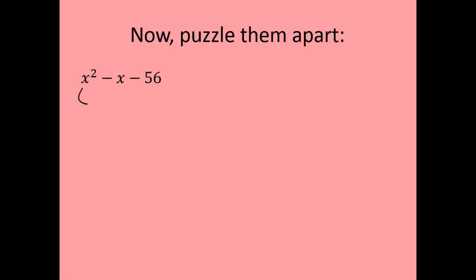It's a trinomial with no common factors, so we're going to jump into 2 binomials. Whenever it starts with x squared, you assume it's x times x. We're going to focus on this piece right here, because that's what we get when we multiply these two together. So negative 56 is a product of what two numbers?